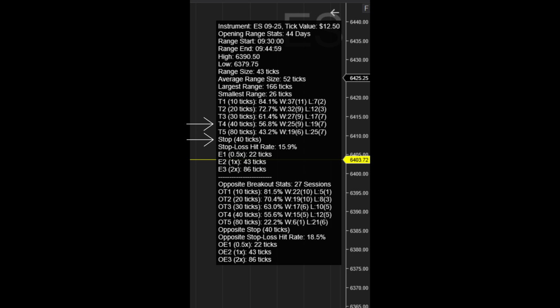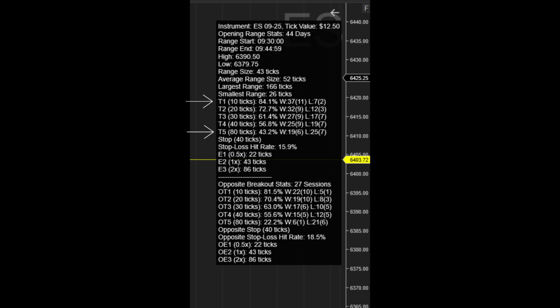So let's compare T1 to T5. We've got T1 at 10 ticks with an 84% win rate, compared to T5 at an 80 tick target with a 43% win rate. So less than 50% of trades are winning on T5. I'm going to pull out a little calculator here. You probably can't see it in the background, but I'm going to plug in a couple of numbers, and we'll do some math here together.